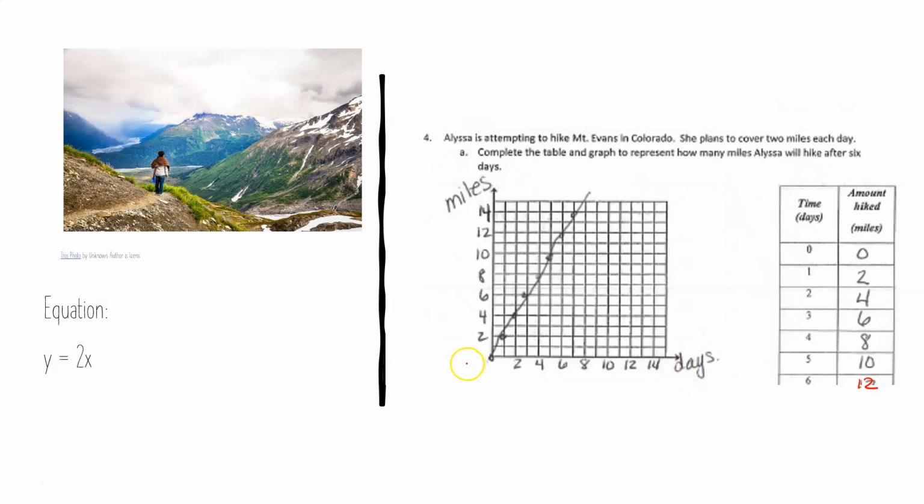The miles will be on your y-axis. The intervals will also be 1, and this is what your graph looks like. Your equation should be y equals 2x.